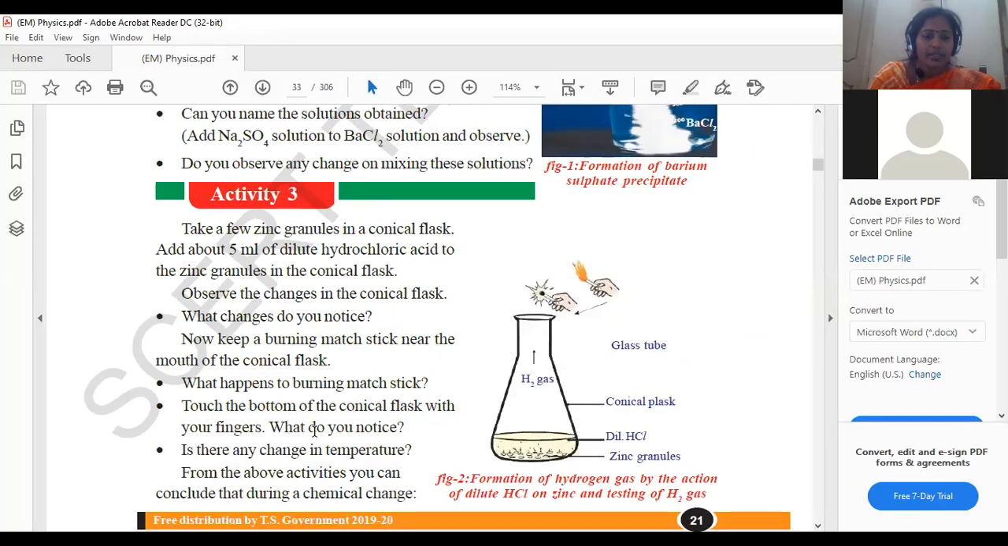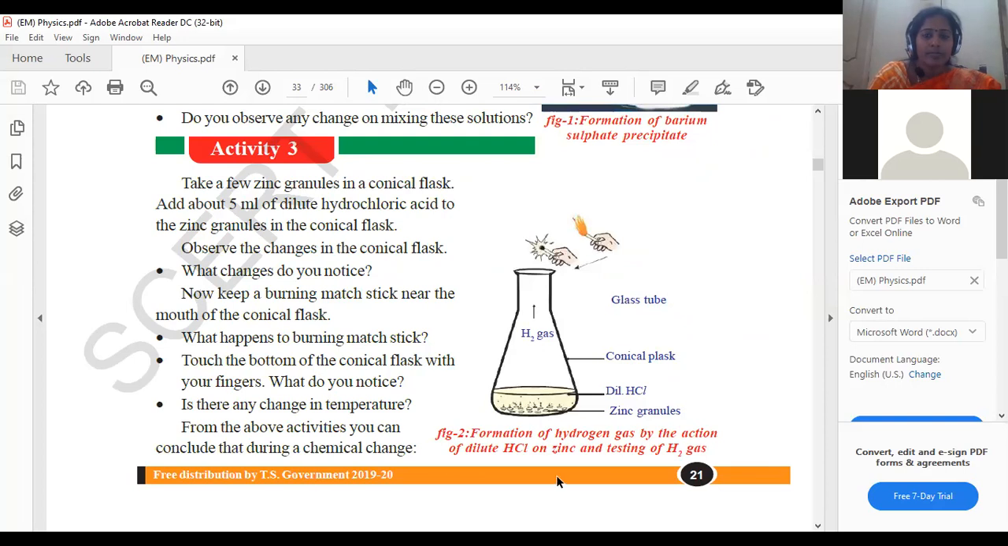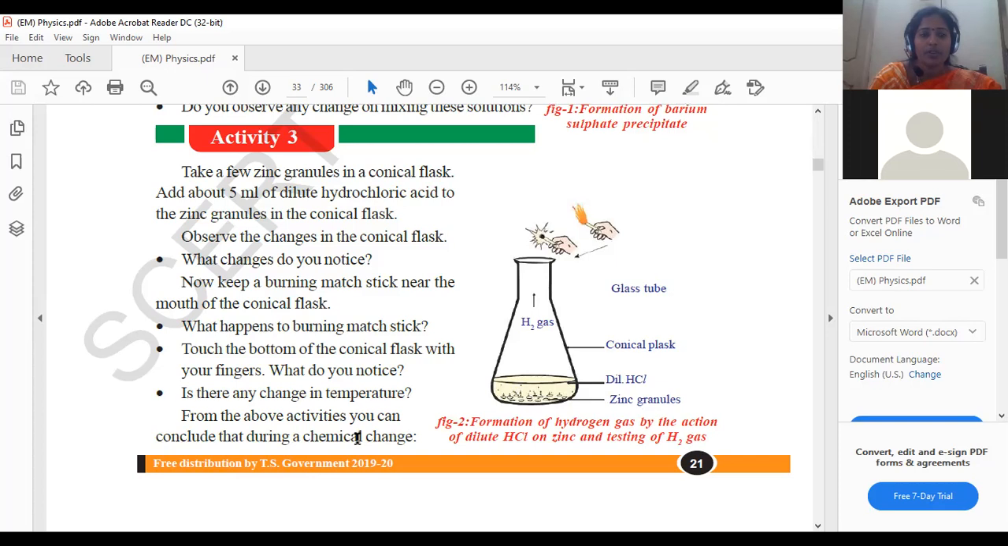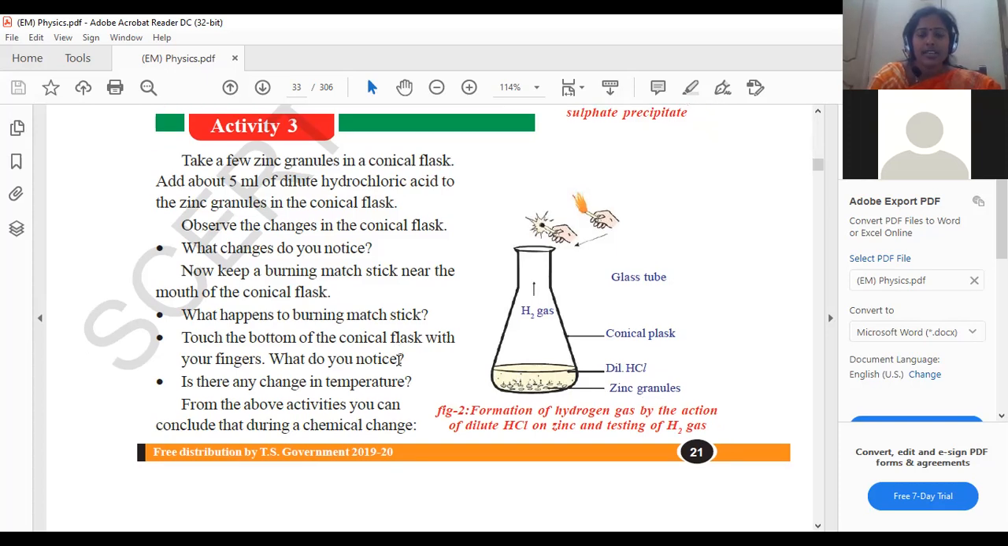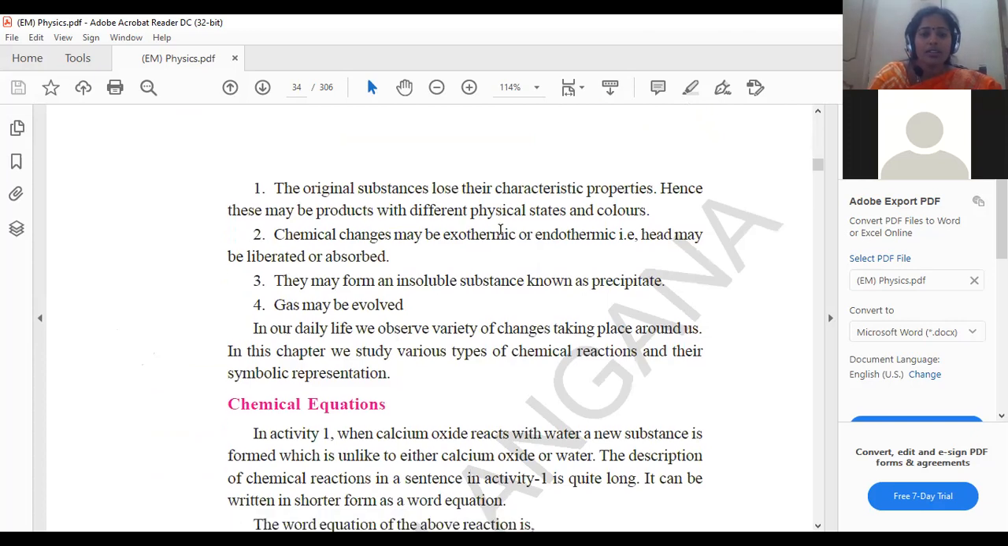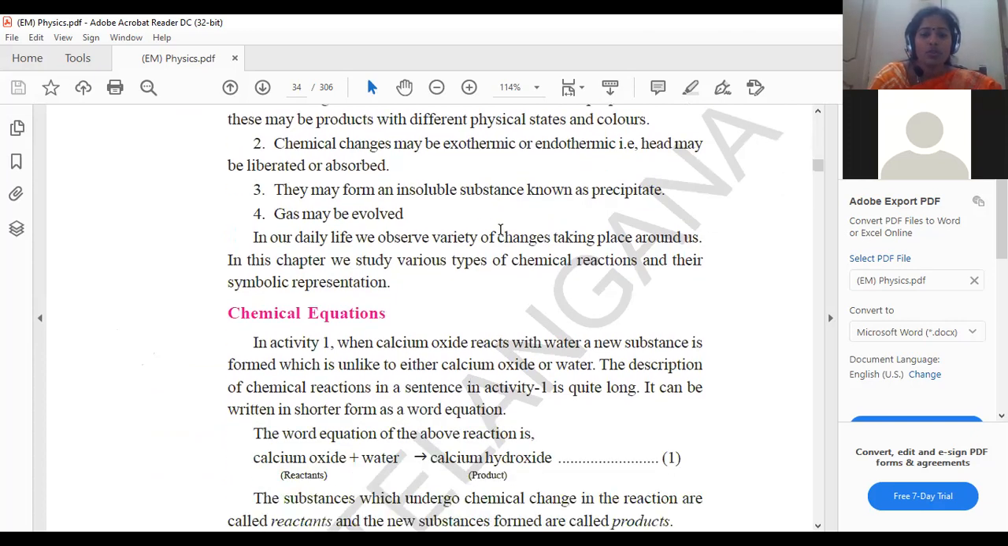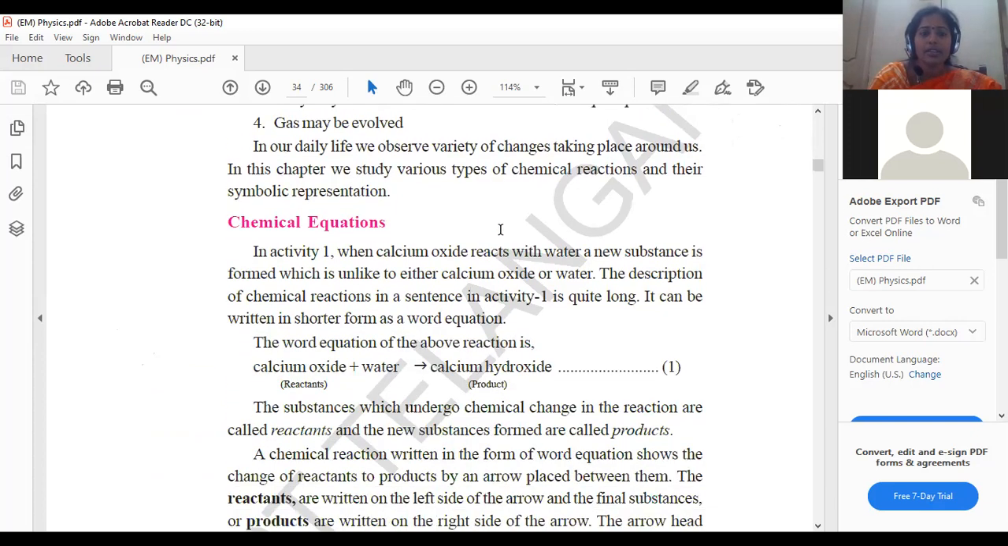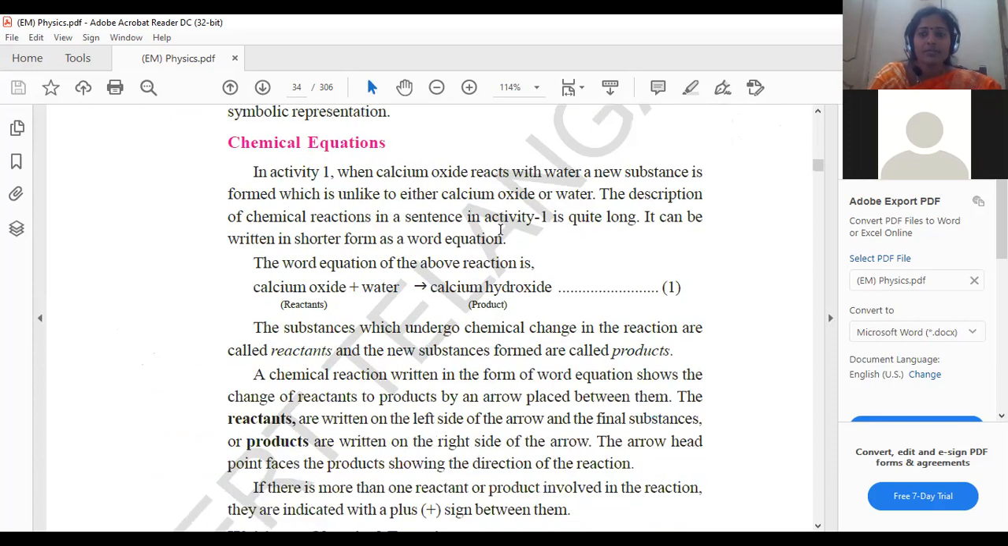So this is the activity you can observe. What kind of chemical change? Initially, zinc is in a solid metallic state. After the reaction, it is converted into the zinc chloride state. Combined form will be generated. So this is activity number 3. Now, what are the guidelines or protocols in order to write a chemical equation? What kind of steps are required?